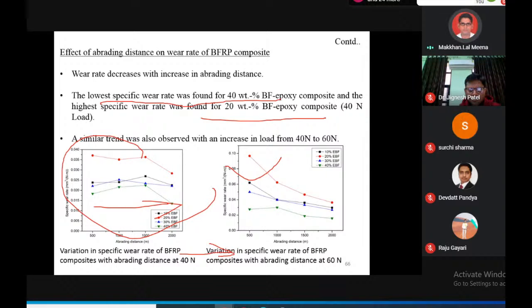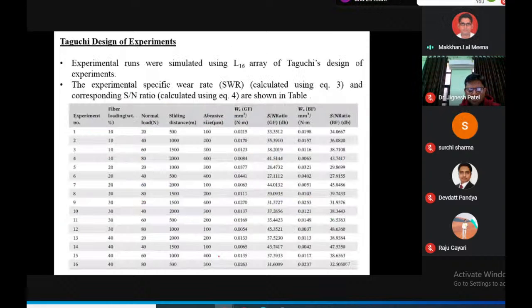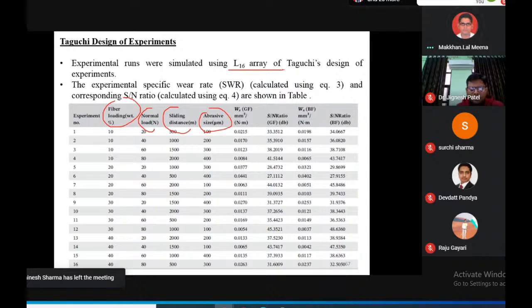So for optimization, we are using the Taguchi technique, the Taguchi design of experiment. In this, experimental runs were simulated using the L16 array of Taguchi design of experiment. We select 4 factors: fiber loading, normal load, sliding distance, and abrasive size. The experimental specific wear rate, SWR, was calculated using equation 3, and the corresponding SN ratio is shown in the table.